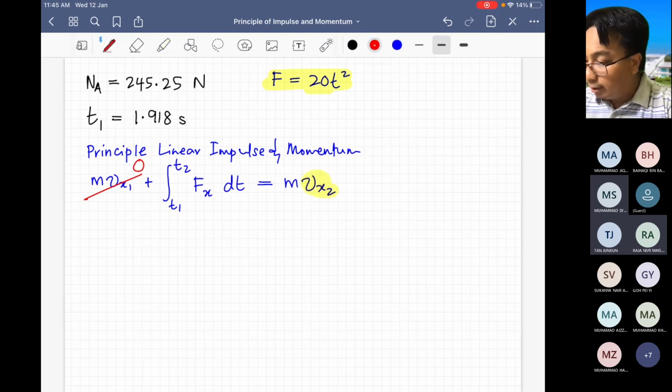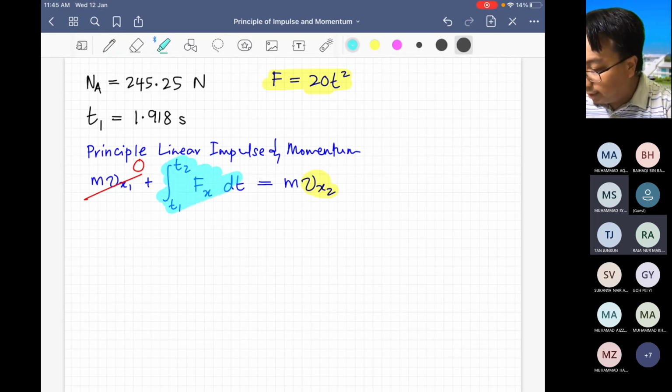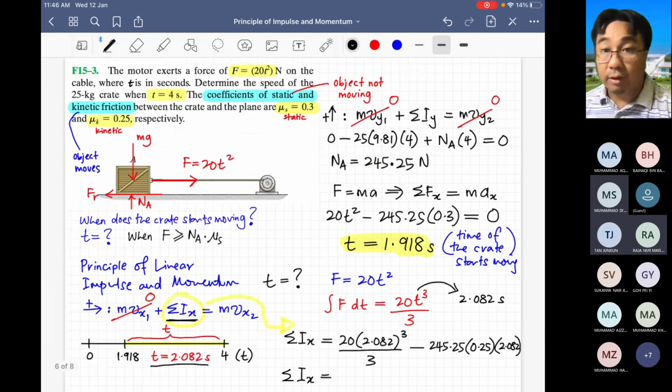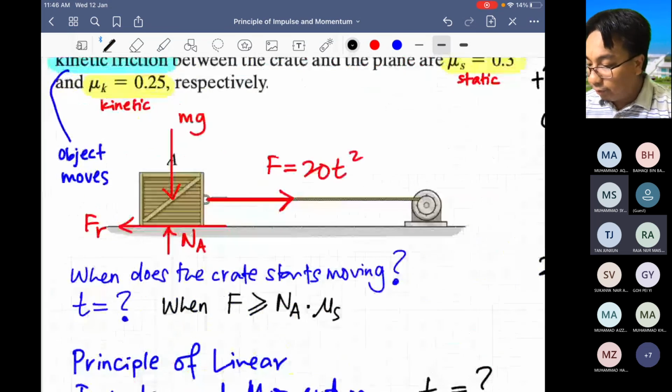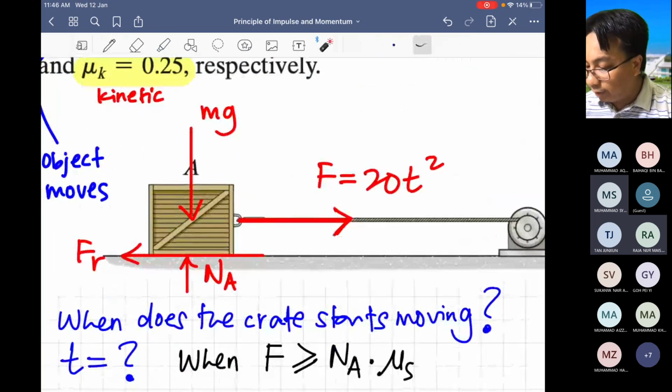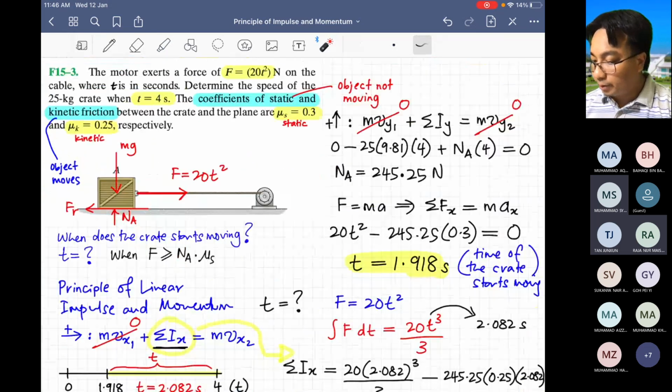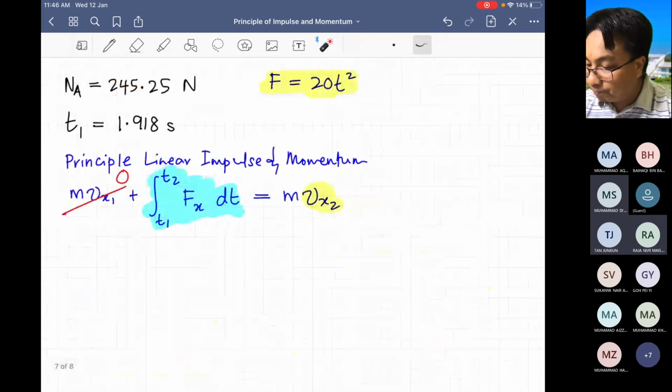Now the one that you need to understand is how do you get this middle term dekat sini. Okay, how do you get the middle term? Ada dua force yang terlibat dalam x-axis. If you refer to the free body diagram dekat sini, kita ada friction dan juga kita ada 20t square. So kita start dengan friction dulu.